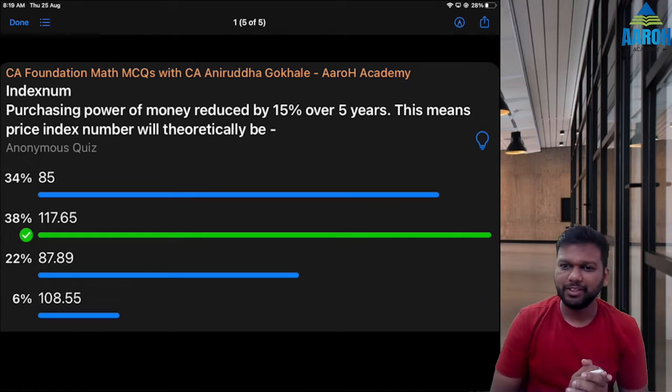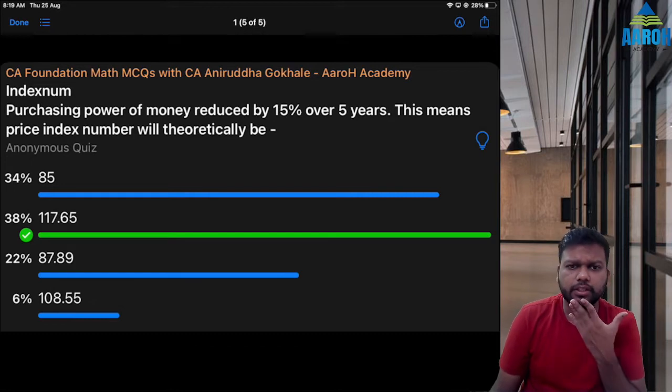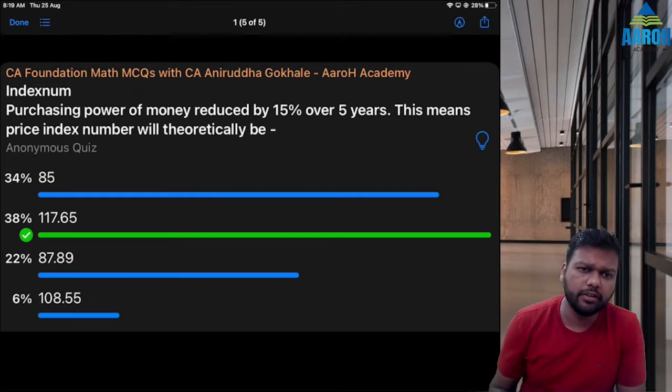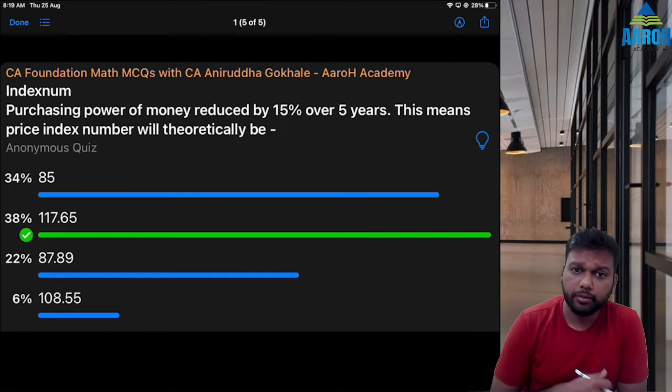Okay, good morning everyone. So let's start with today's daily MCQ session. There are 5 questions. Two of them were difficult. One was related to blood relations. One was this index numbers, if you don't know the concept.